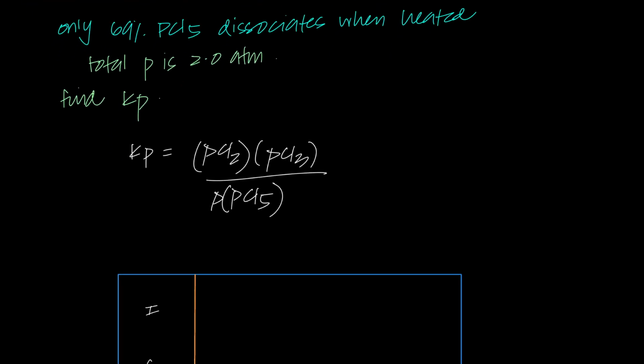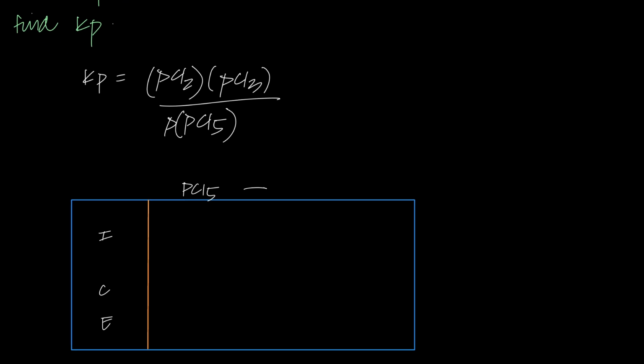Ice table, PCl5, because if you want to calculate Kp, you need partial pressures at equilibrium. And how do you calculate partial pressure at equilibrium? Moles at equilibrium divided by total moles. How do you get the moles at equilibrium? You need to calculate it through the ice table. So let's try our best to do it.